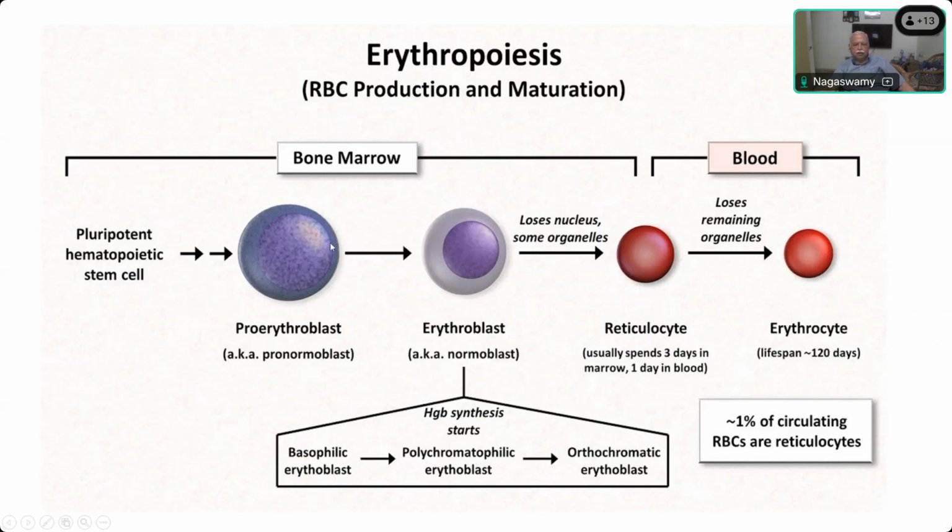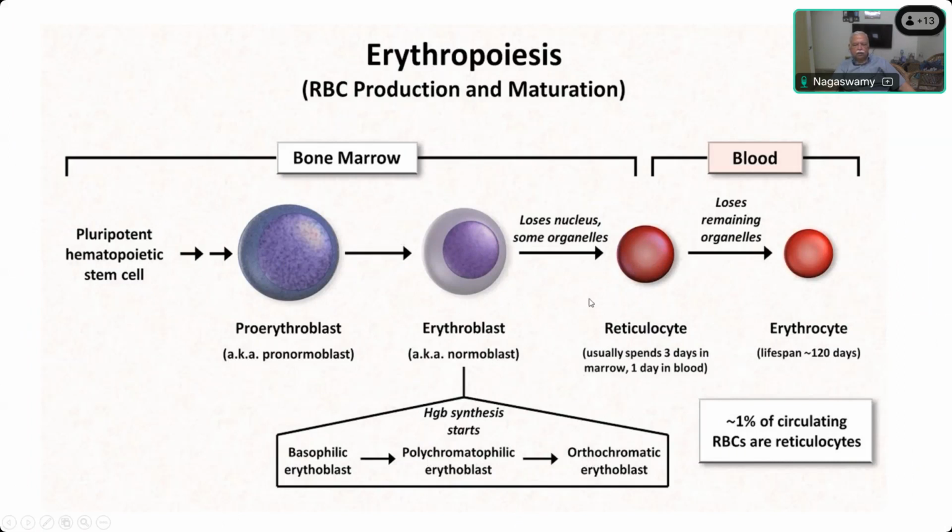So what is the importance of having a good nucleus at this level, proerythroblast and also normoblast? The answer is here: because hemoglobin synthesis starts at the basophilic erythroblast, and then goes into polychromatic erythroblast and orthochromatic erythroblast. So when the nucleus is there, only then can it synthesize hemoglobin. And once all the hemoglobin is synthesized, it becomes a reticulocyte.